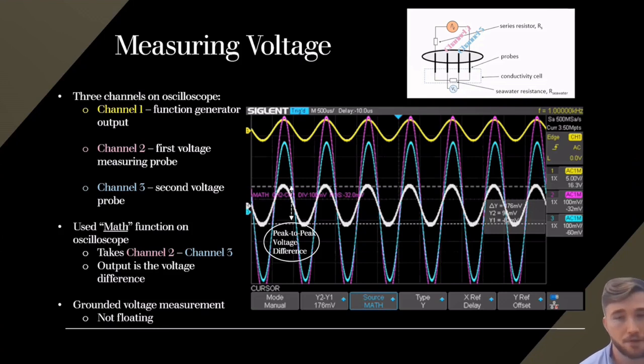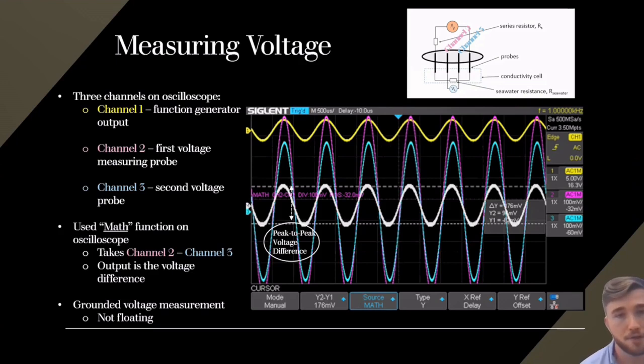Channel 1 on the oscilloscope is showing the output of the function generator, where it is 20 volts AC. I use this to trigger the signal, where triggering is important because I have a repeating waveform, and by triggering it, I can make it appear static. This is important for performing measurements. On channel 2, I have my first voltage measuring probe, as you can see in the top right figure.